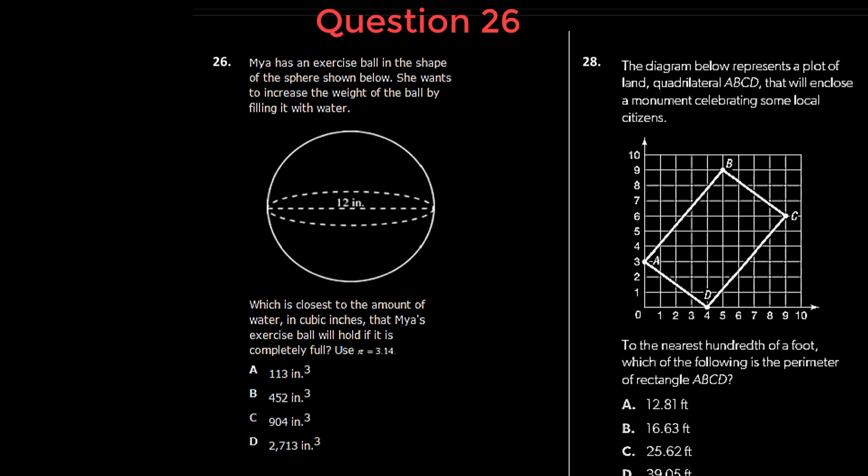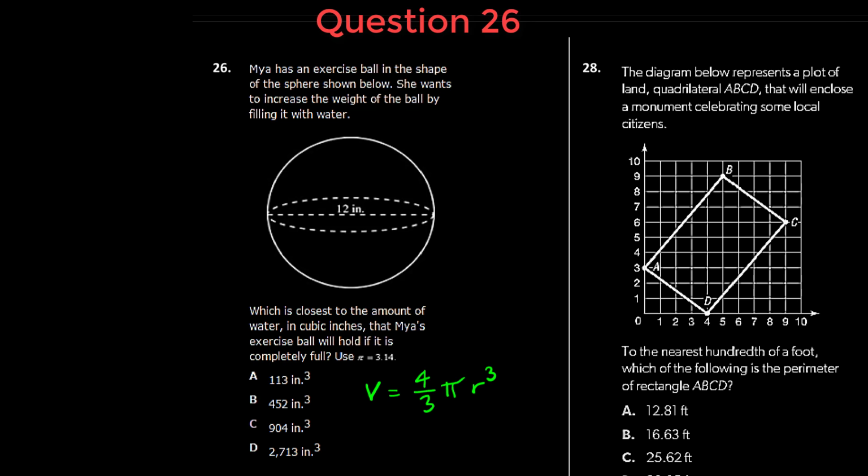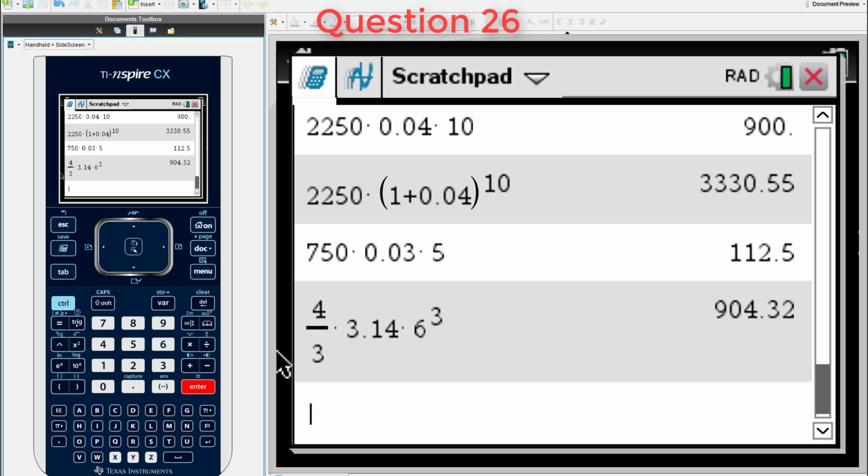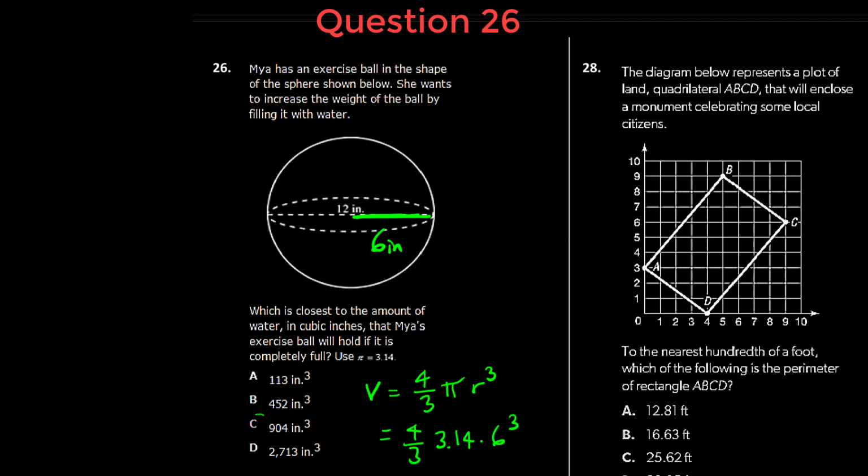Question 26 asks us about the volume of a sphere. So the volume of a sphere formula is V equals 4 over 3 pi r cubed. The radius in our figure is half of 12, which is 6 inches. So plugging these values in, we will get about 904 cubic inches. So the correct answer is C.